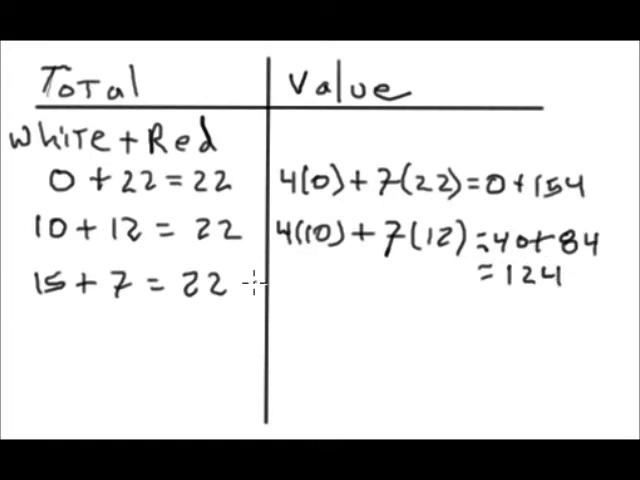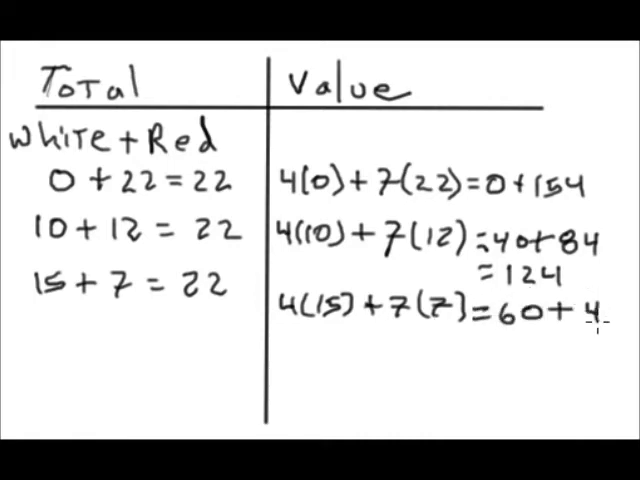And for my last one, if I say, okay, how about 4 times 15 plus 7 times 7? Well, that's equal to 60 plus 49, and that's 109. So we have some that are close, the 124 and the 109. Those are close, but not quite. So instead of just trying to guess every possibility, let's set up an equation.